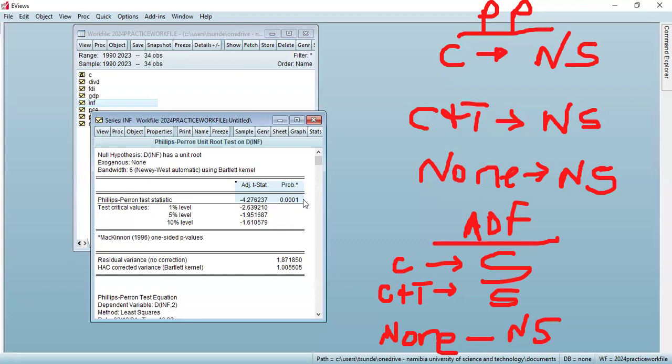So, as you can see, our conclusion using the Phillips-Perron and the augmented Dickey-Fuller test was that the variable was non-stationary. After first differencing, all the three tests using the two methods are unanimous in saying that the first difference of the variable is stationary. So that is what we have found.